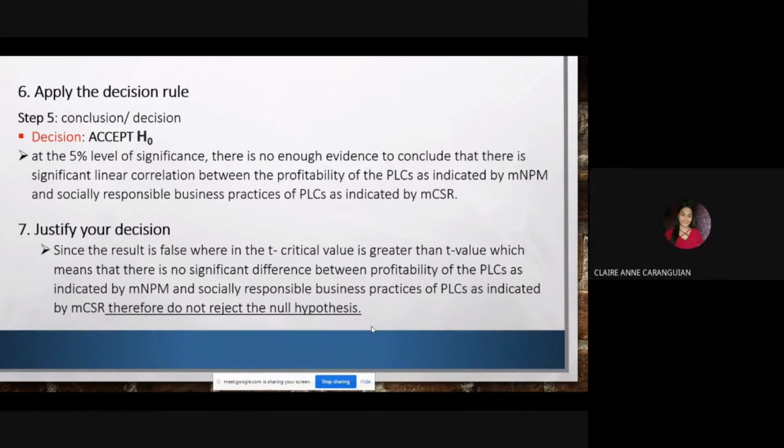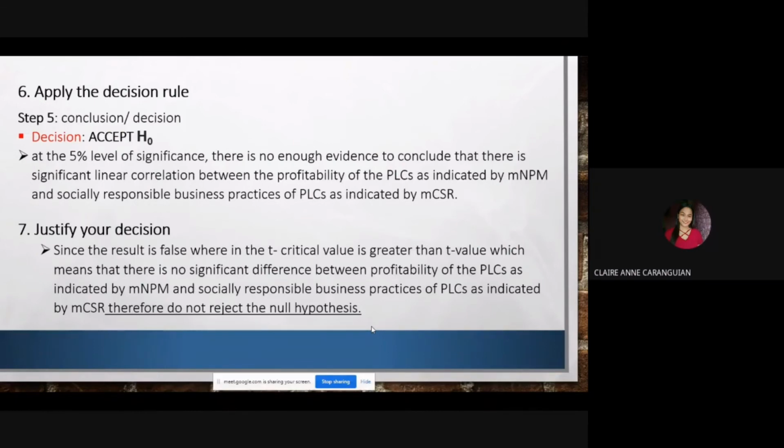So, the seventh requirement is justify your decision. Since the result is false, wherein the t critical value is greater than the t value, it means that there is no significant difference between the profitability of the public listed companies as indicated by the mean of net profit margin and social responsible business practices of public listed companies as indicated by the mean of corporate social responsibility. Therefore, do not reject the null hypothesis.